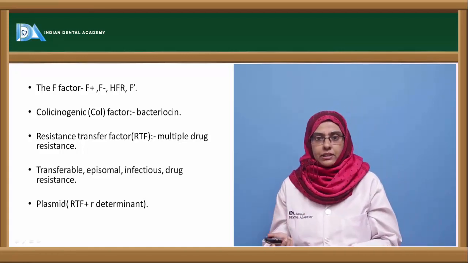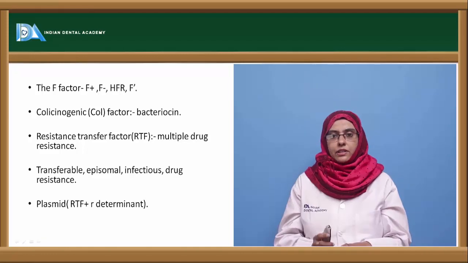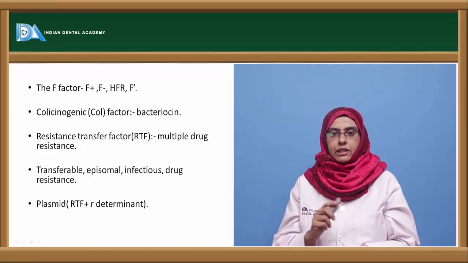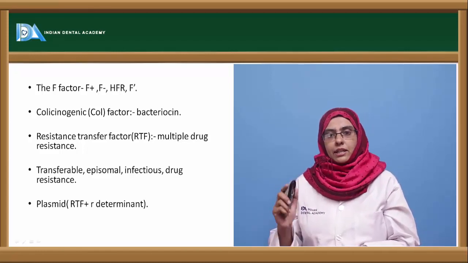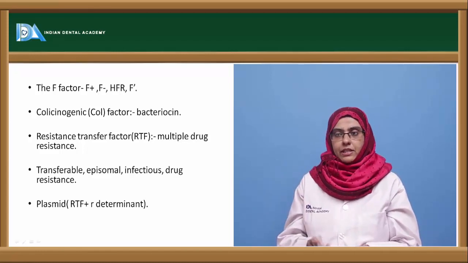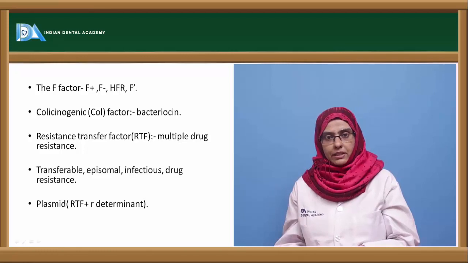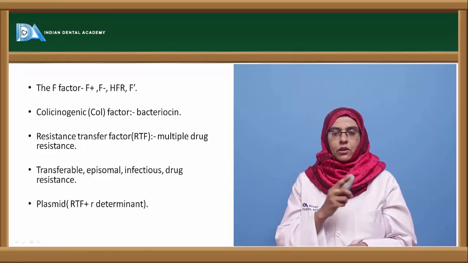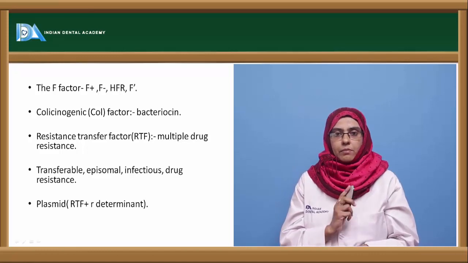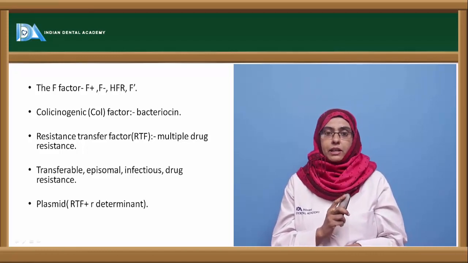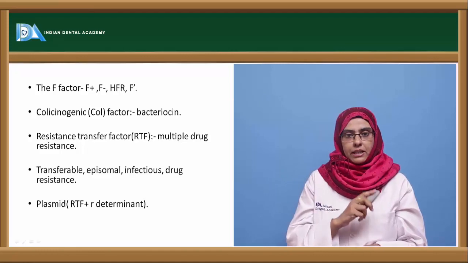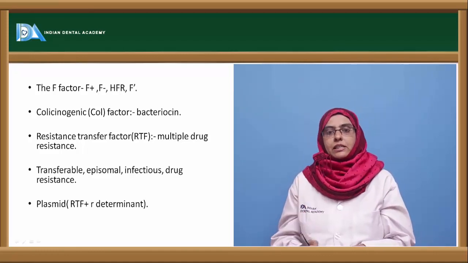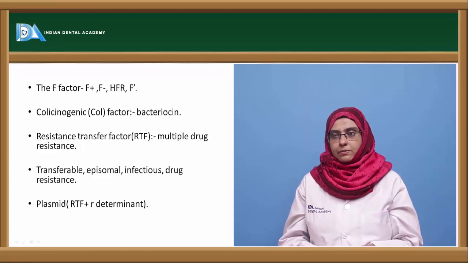So there are different types of F factor. F positive is male, F negative is female. When conjugation takes place between the two, the F minus gets converted to F plus. And we have HFR, where the plasmid gets integrated in the bacterial chromosome. This is called high frequency recombinant bacteria. Now when the plasmid comes out of the bacterial chromosome taking some part of the bacterial gene, it is called the F prime plasmid.